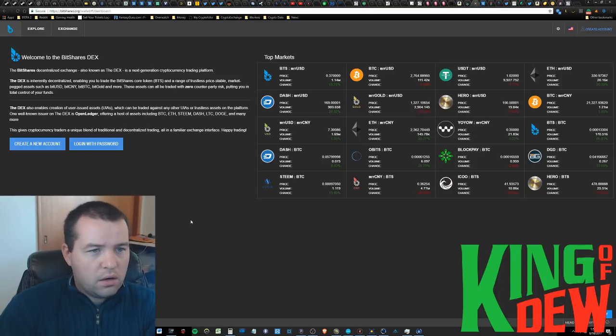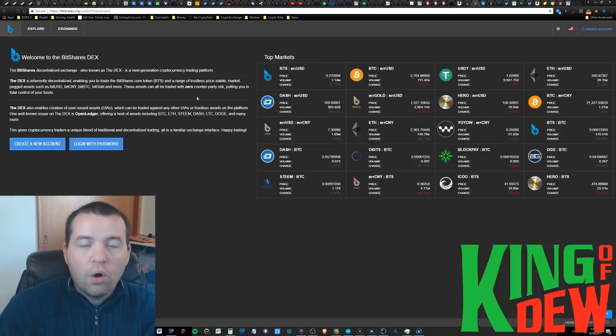So right here, I am looking at what's called the DEX, the BitShares Decentralized Exchange. And essentially the DEX is inherently a decentralized exchange, enabling you to trade the BitShares core token, BTS. Okay, so you use BTS on this site, and we'll talk about that more. So essentially, you can use your core token on a range of trustless, price stable, market pegged assets, such as the USD.